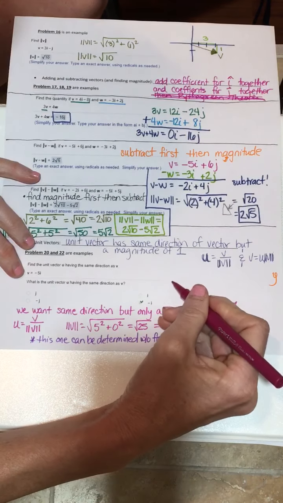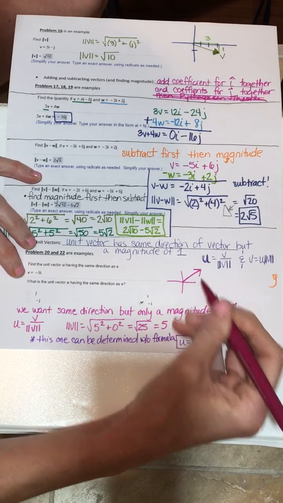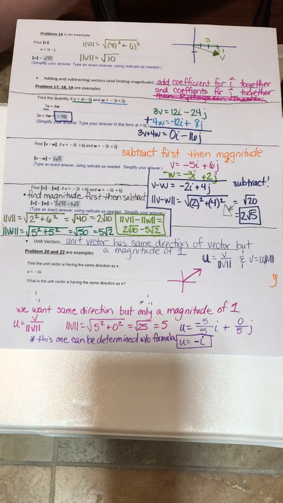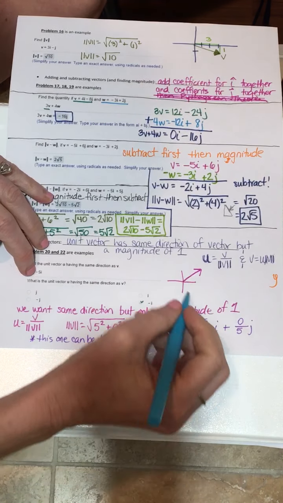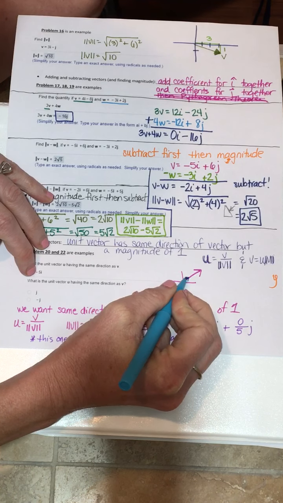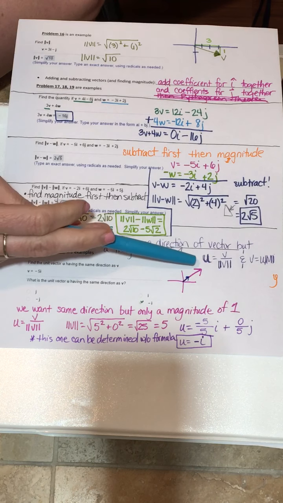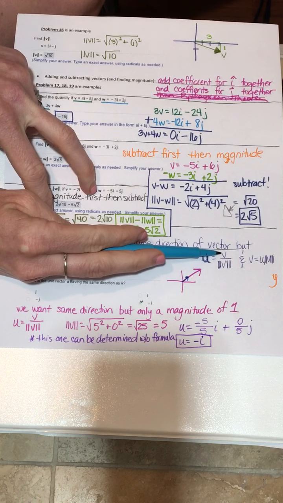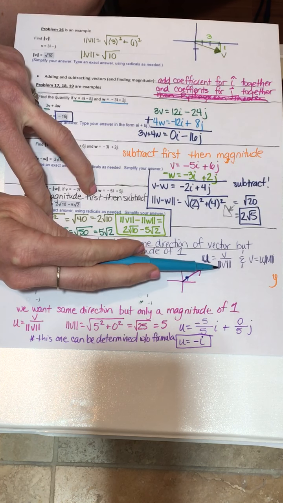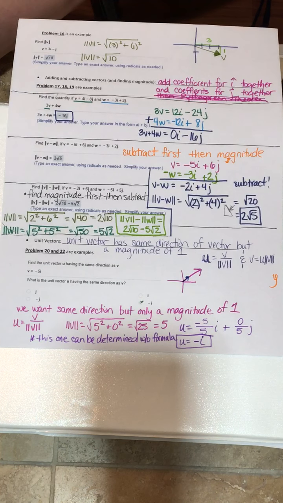If you have a vector that goes like this, but you want the unit vector of it, so you want the piece of this vector in the exact same direction, but with a magnitude of only 1, the way we find that is with this formula. Our unit vector equals the original vector over the magnitude of that vector. I'm going to show you how to do it over the next few problems, and then you'll start to understand it.